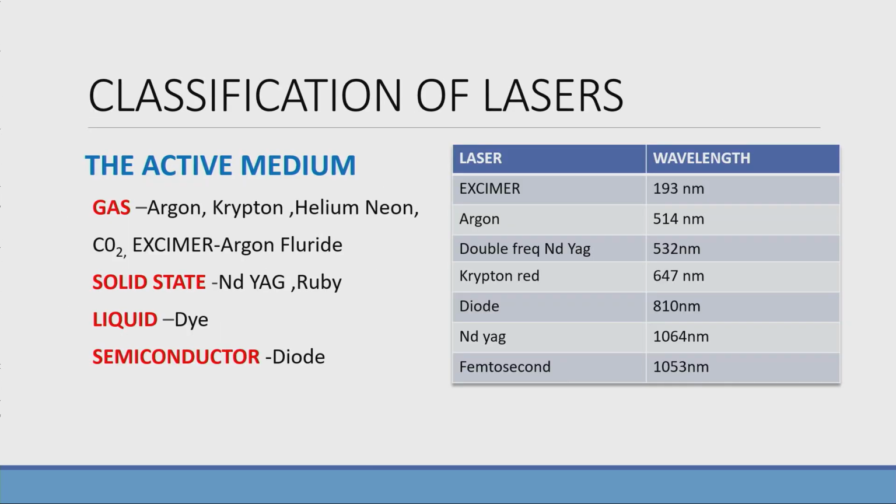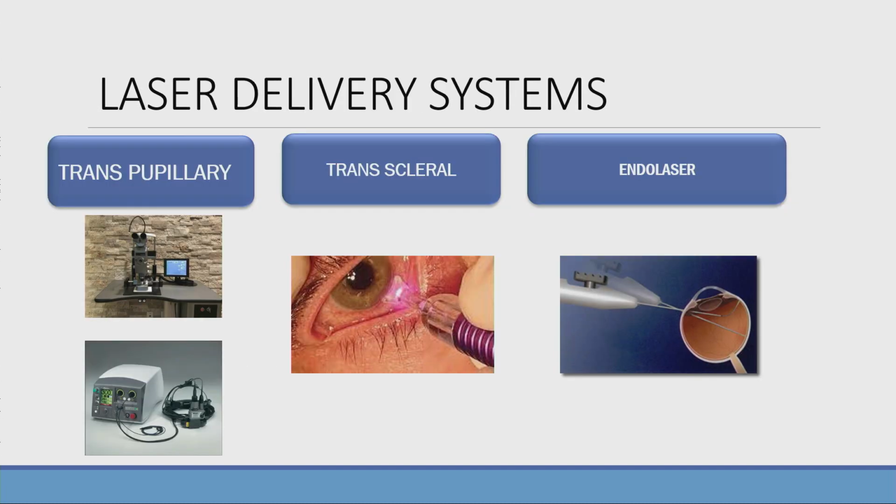Classification of lasers according to their active medium can be gas, solid, liquid or semiconductor. The common lasers used in ophthalmology are excimer laser, which has a 193 nanometer wavelength, argon 514, double frequency ND YAG 532, krypton 647, diode 810, ND YAG 1064 and femtosecond 1053. You will see various applications in the coming talks.